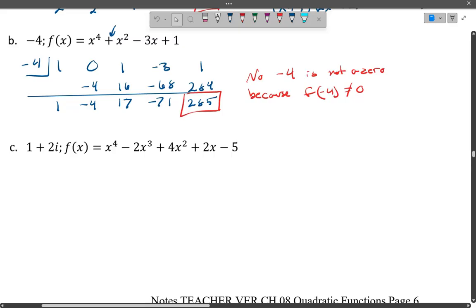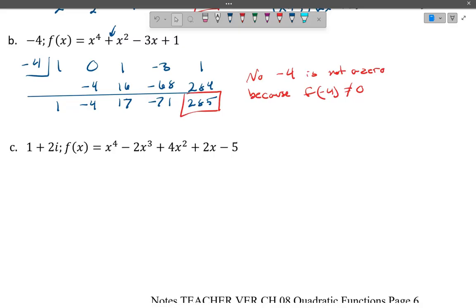Now here we have a 0 that's actually a non-real complex number. We can still do the same process, even though it's going to be a little bit messier. You may want to use your calculator to help you, but I'll work it out the long way. If your calculator is in the non-real complex mode, the a plus bi mode on the TI-84, you can do these calculations in your calculator.